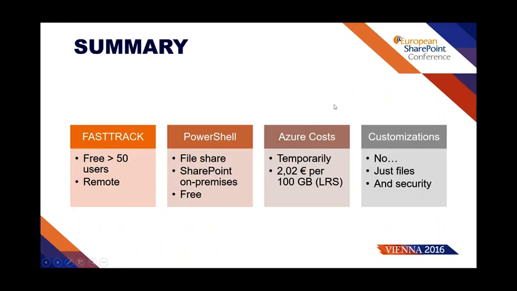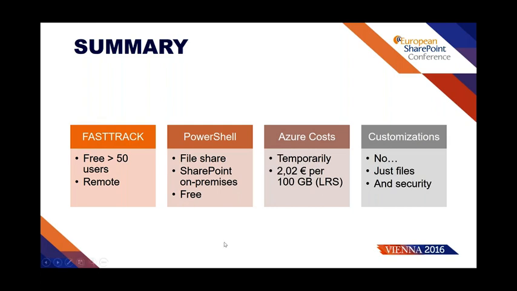So to give you a very brief summary, you can use fast track services if you have at least 50 seats licensed, but the migration service is only for 150 seats upwards. And it doesn't cover SharePoint on-prem, and it's just a remote service.